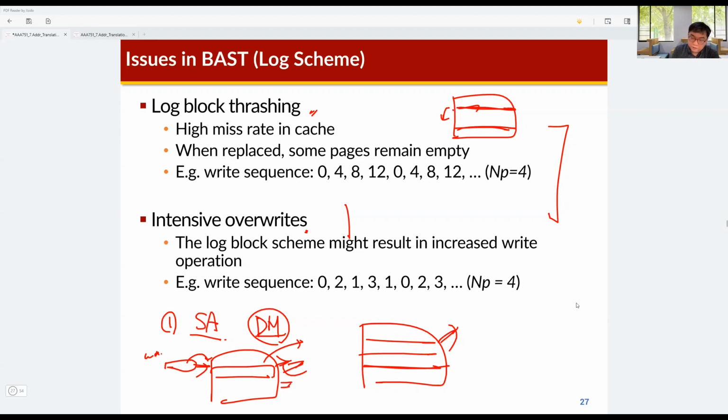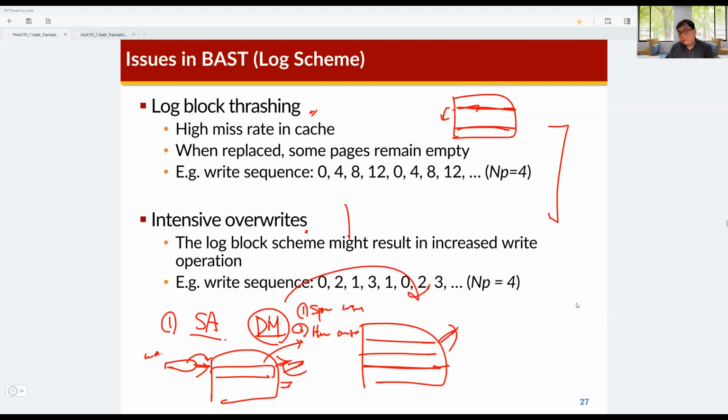But what is the benefit of this set associative cache? Then we can reduce the hardware resources for this kind of cache. So the space is wasted, but we can reduce the hardware cost.